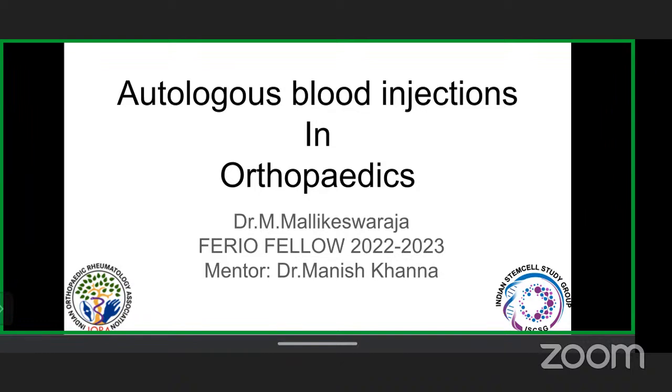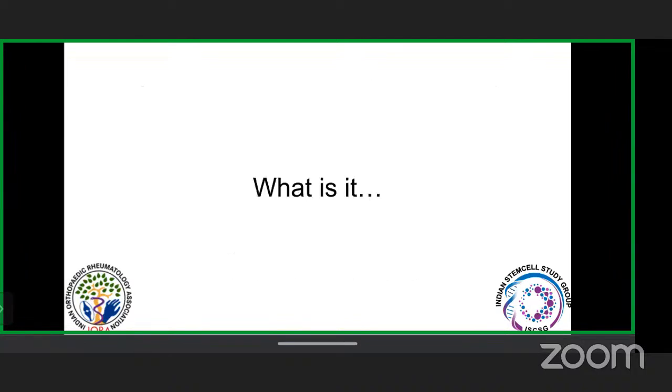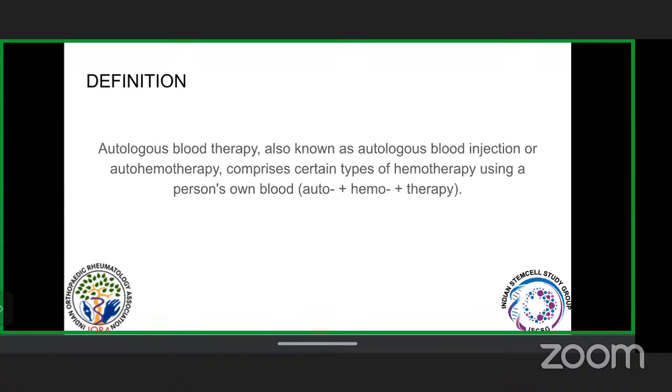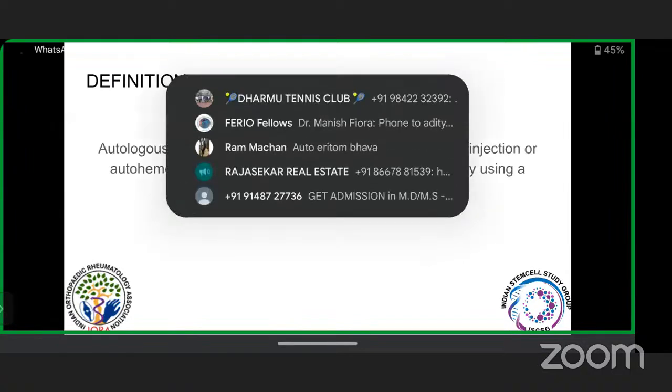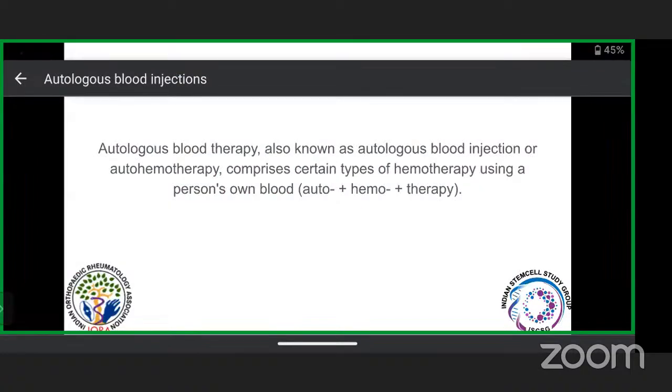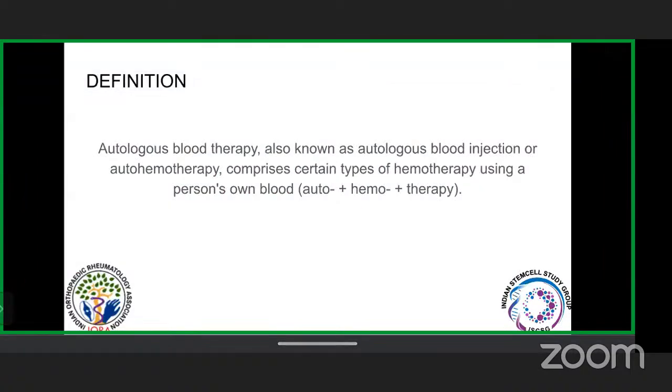This is from the historical perspective, how it all began before the advent of all these concentrating procedures or polymers came into existence. Even in the 19th century, this procedure was going on. So, what are autologous blood injections? By definition, autologous blood therapy, also known as autologous blood injections or autohemotherapy, comprises certain types of hemotherapy using a person's own blood. That's it. It is auto-hemo, using it as a therapy.